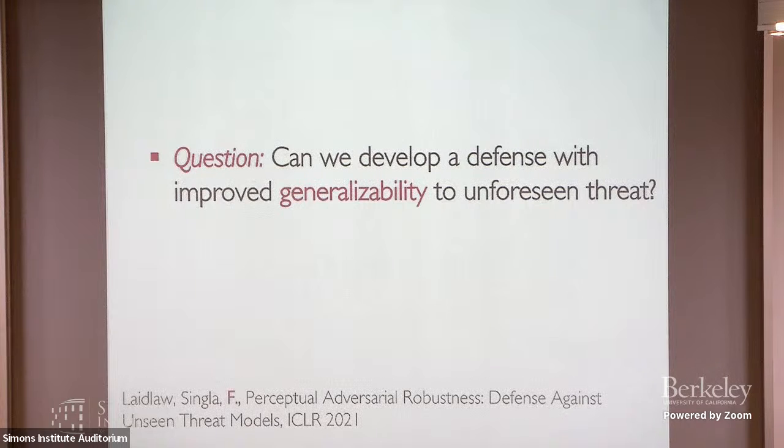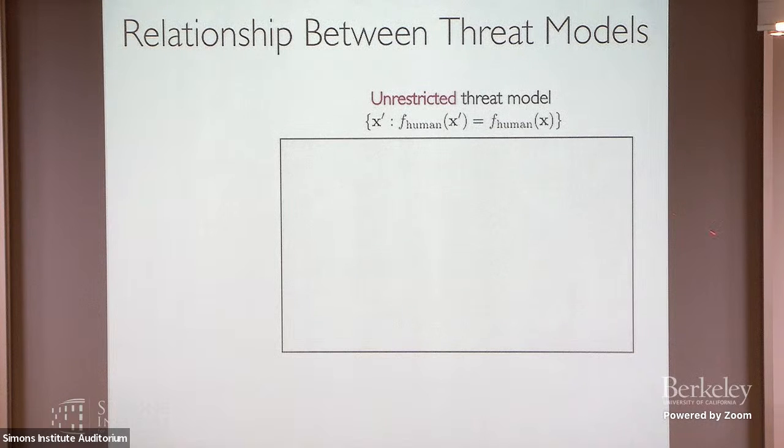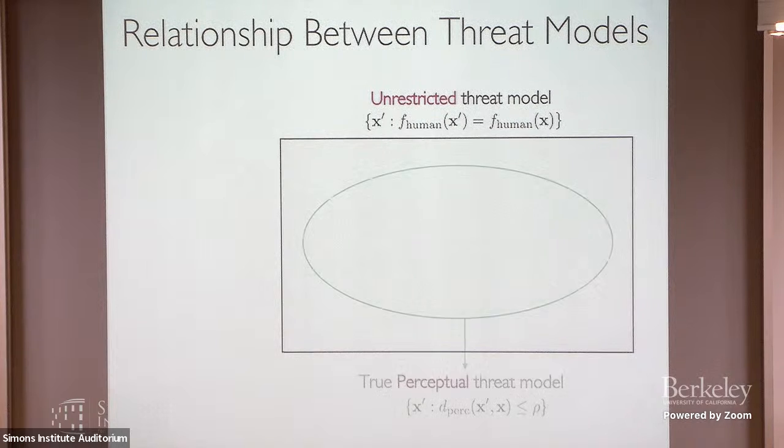Okay, as I mentioned, this is a joint work with my students. In order to understand this question, we need to understand the relationship between the threat models. Think about this big box as the set of all unconstrained adversarial examples for an input, and think about this blue set as the set of imperceptible adversarial examples. These are the perturbations that humans can't tell the difference between X and X prime.